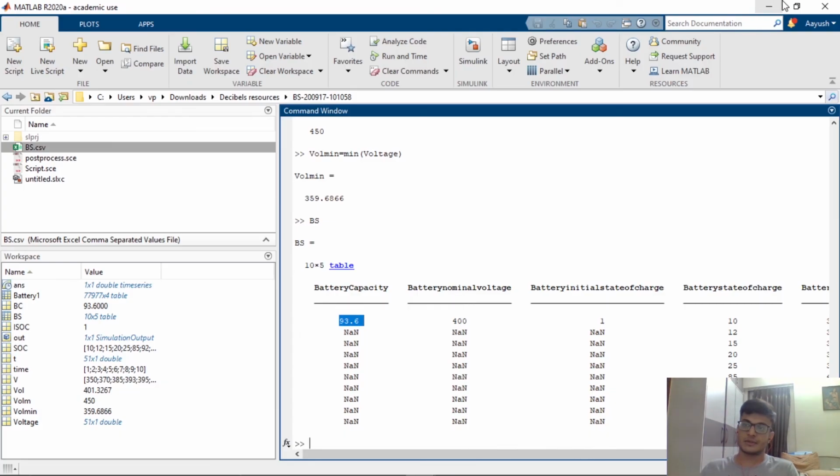So that was a quick look at how you model a battery inside the Simulink workspace.